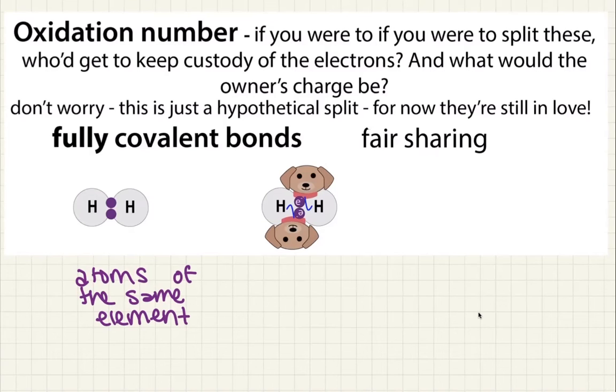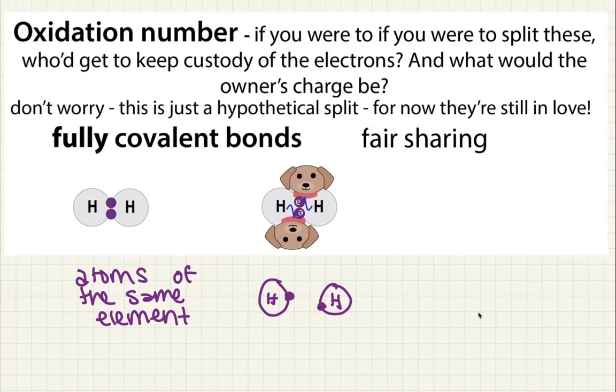Don't worry, this is just a hypothetical split. For now, they're still in love. But let's go ahead and split them theoretically and think about where the electrons would end up. In each of these cases, we have these hydrogens that have equal pulling power. So we have our two hydrogens, and each of them would have equal power. So you would end up with each one ending up with a single electron in this hypothetical split. So remember, it's not a real split, it's a hypothetical split.